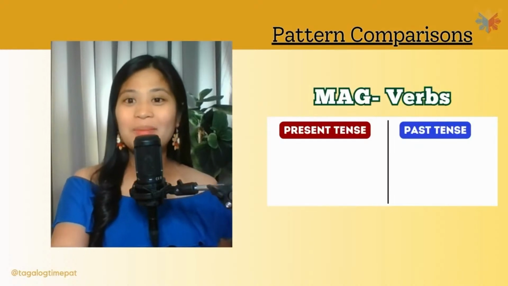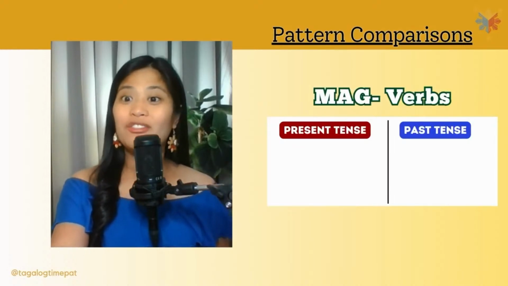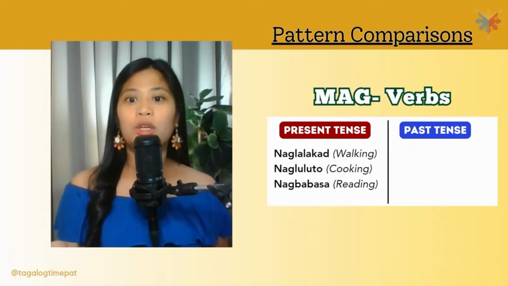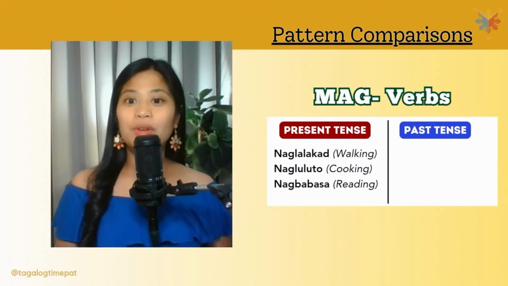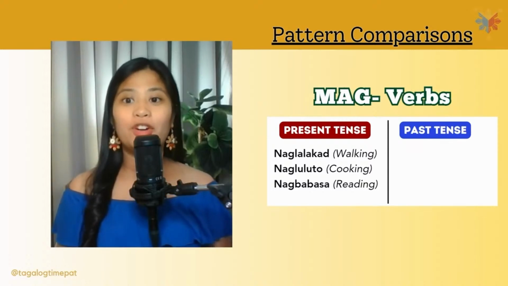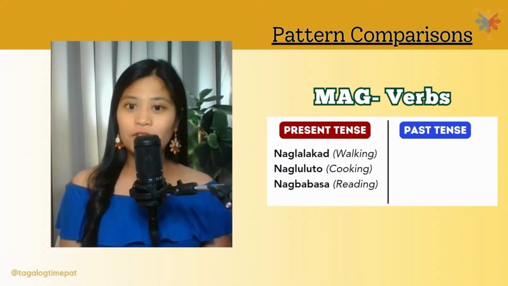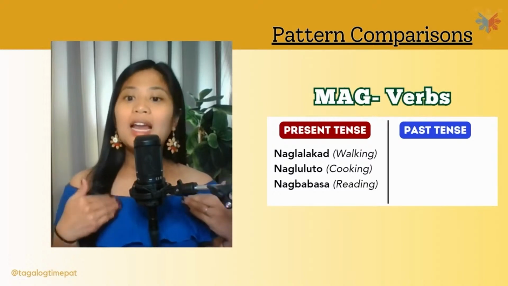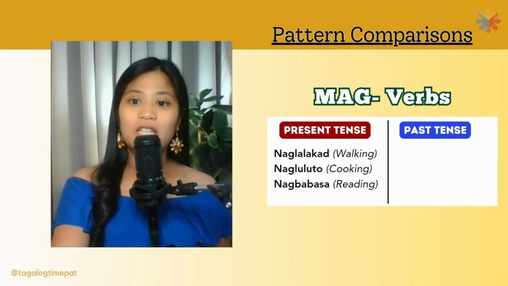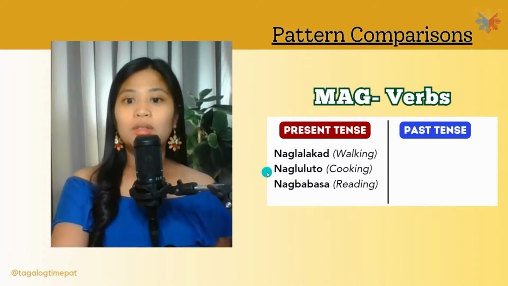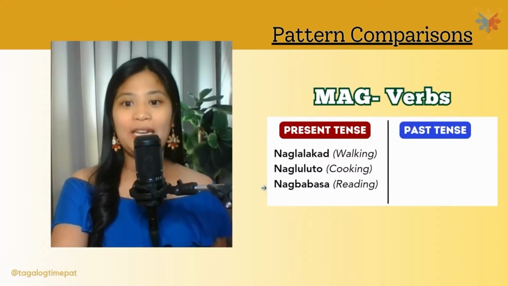Speaking of, let's go ahead and just compare the present tense to the past tense conjugation of mag verbs. So in the present tense, we learned naglalakad is walking. If you recall, the present tense conjugation of mag verbs is nag plus the repeated first syllable plus the root. Naglalakad ako, I am walking. Then in the present tense, magbasa is nagbabasa. That means reading. Nagbabasa ako, I am reading.